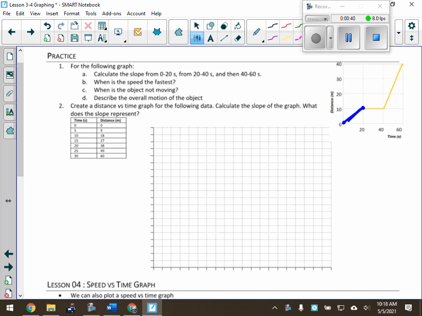So 0 to 20 there. If I want to calculate the slope for this section, I would talk about the change in y over the change in x, or if you want, let's do points on this one. Why don't we do points? That'd be 20 and 10 for that point, and of course this is 0, 0.